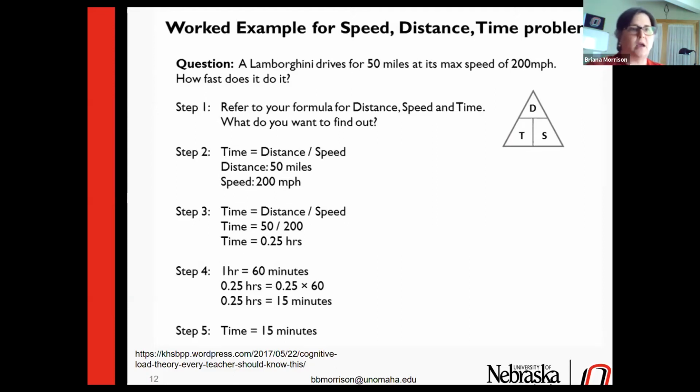That is not a worked example because it's not showing process at all. It's just showing the final answer, right? That is not what we want to do with worked examples. We want to say, what are the step-by-step ways that you can get from problem to solution, right?